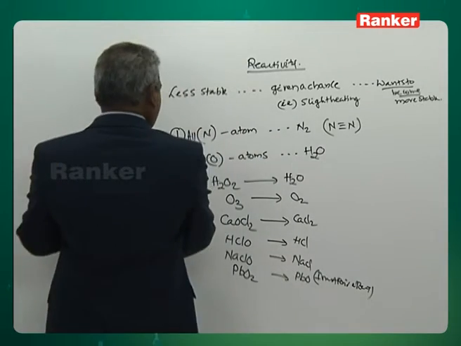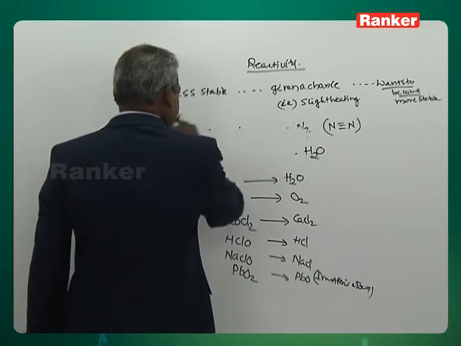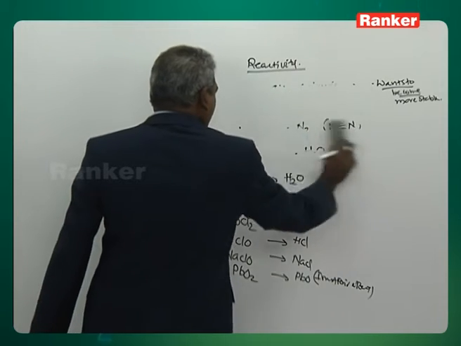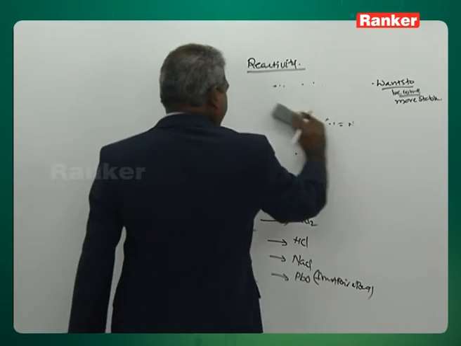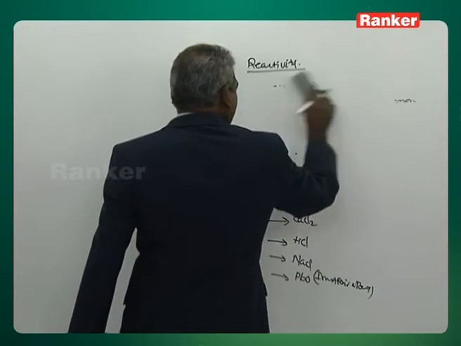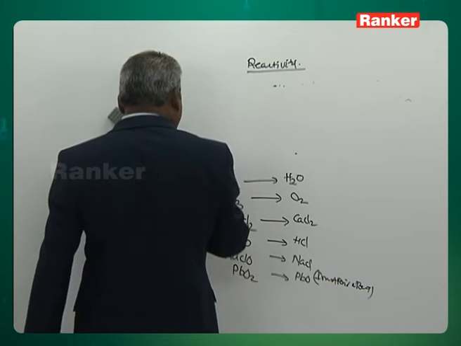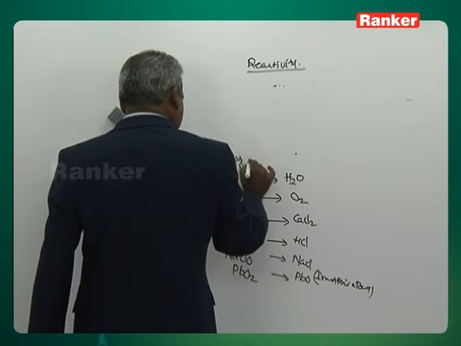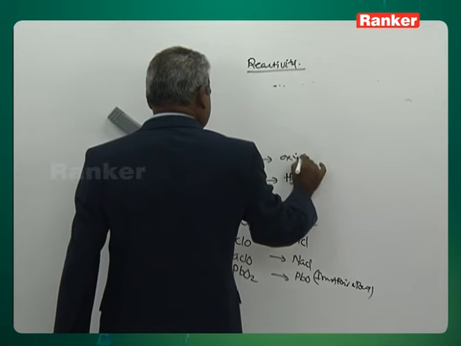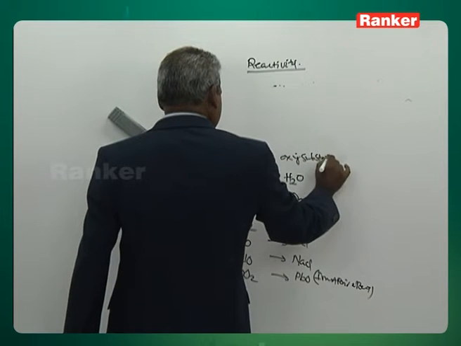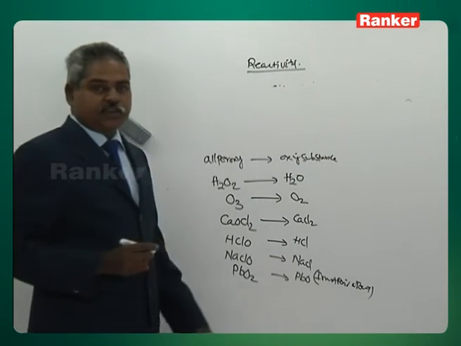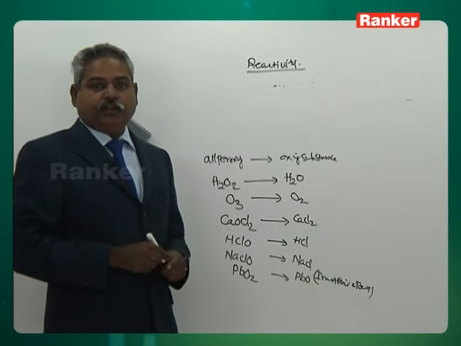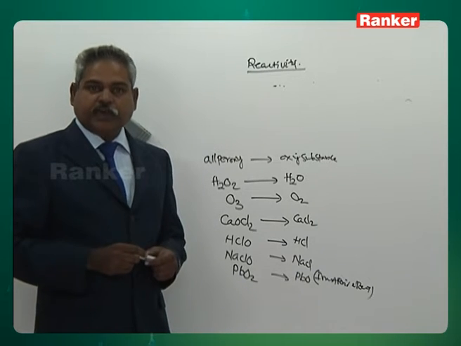Then, all peroxy substances want to become oxy substances. What is a peroxy substance? A substance which contains the weak oxygen-oxygen single bond.